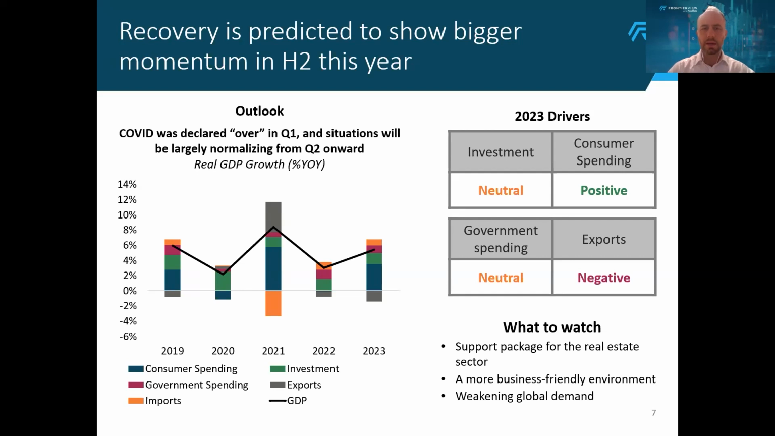Thomas, if I could just interject, we got a question. I think it was on the back of your second point under what to watch with regards to the business-friendly environment. Yes. So the question was, Premier Li has sent numerous messages recently to assure international investors that China's open for business. But have you seen any specific policies rolled out so far?